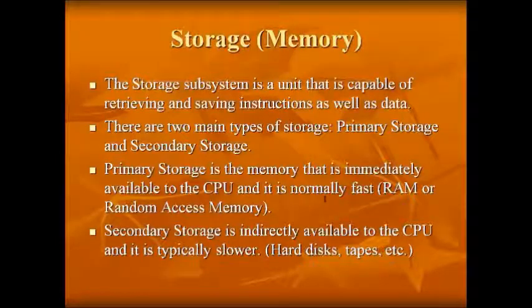So storage or memory. The storage subsystem is a unit that is capable of retrieving and saving instructions as well as data. There are two main types of storage: primary and secondary storage. The primary storage is the memory that is immediately available to the CPU and it is normally fast, which is the random access memory or RAM. Secondary storage is indirectly available to the CPU and it is typically slower, which is of course the hard disk or tapes.